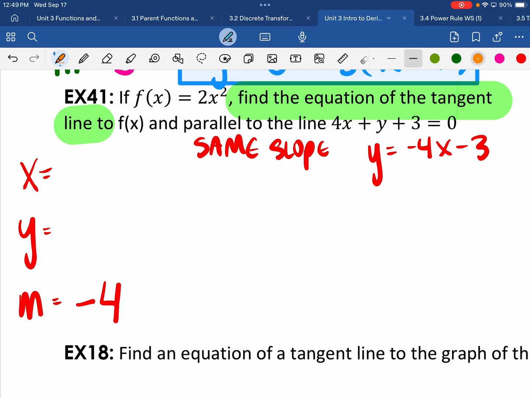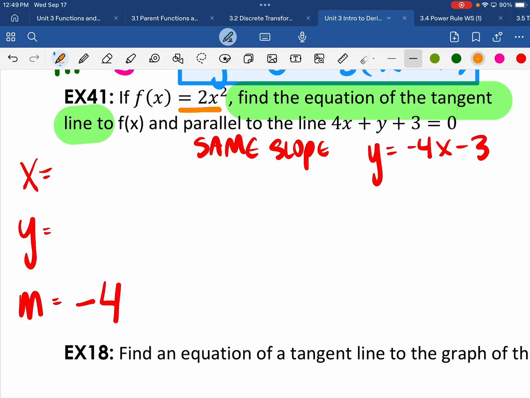All right, so I have slope. Now I need to figure out what my x and my y are. So we're kind of working backwards now. I'm starting off with slope. What else tells me slope? The derivative. So if I find the derivative, I know that the derivative should equal -4. Does that make sense? Okay.